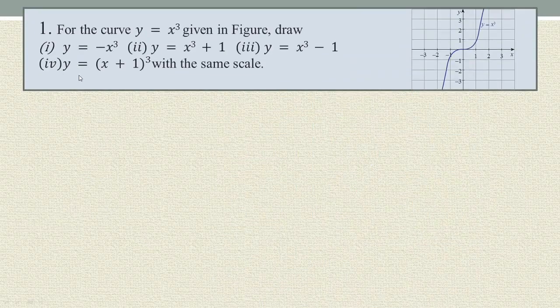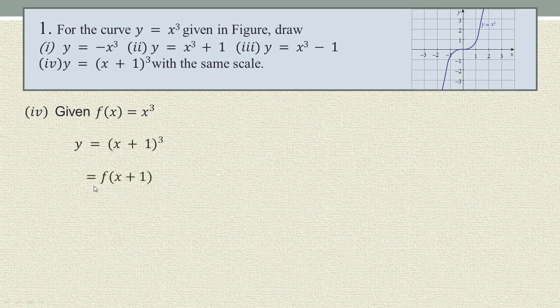Okay, and the fourth subdivision, y is equal to x plus 1 the whole cube. So now let us see. f of x is equal to x cube. So here x plus 1 the whole cube. So it is f of x plus 1. Plus 1 is inside the function. If you put f of x plus 1, it is equal to what? x plus 1 the whole cube.